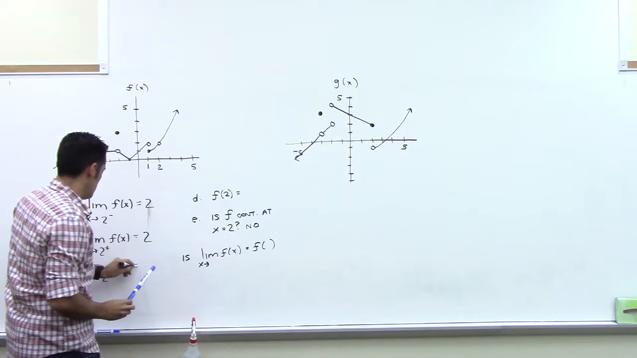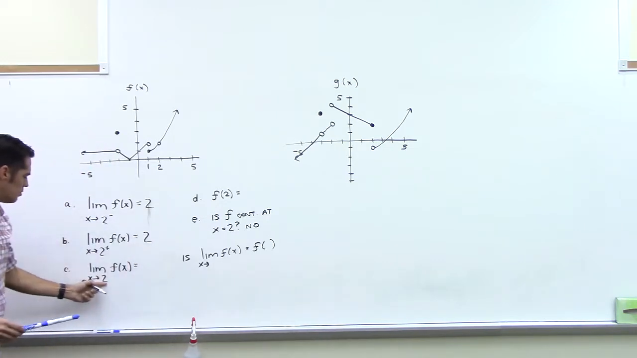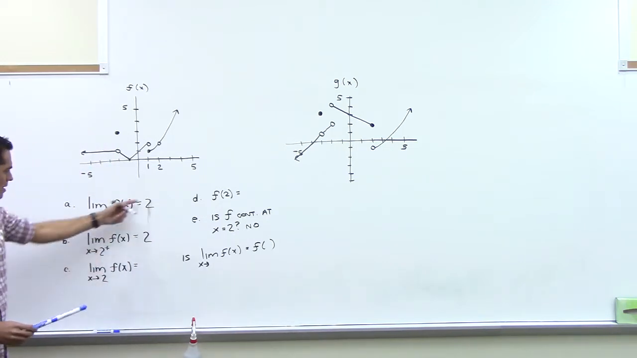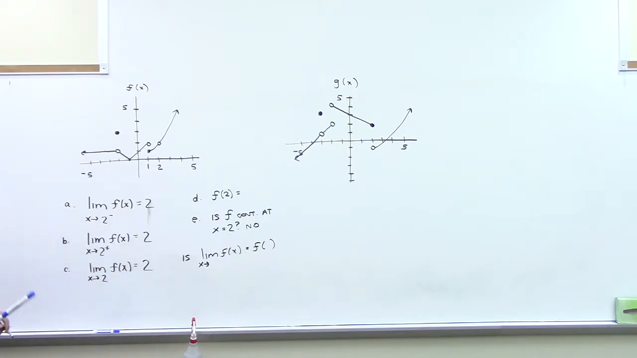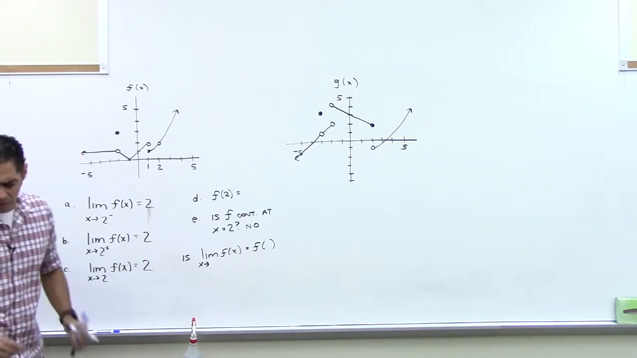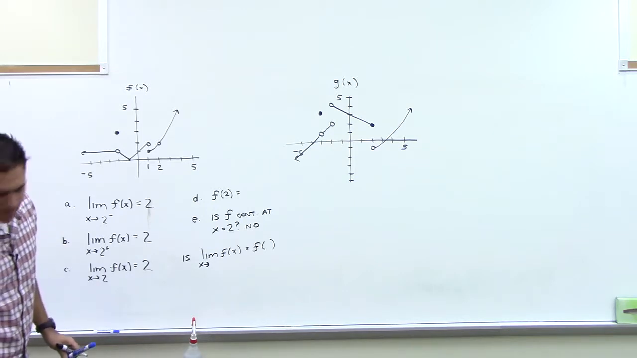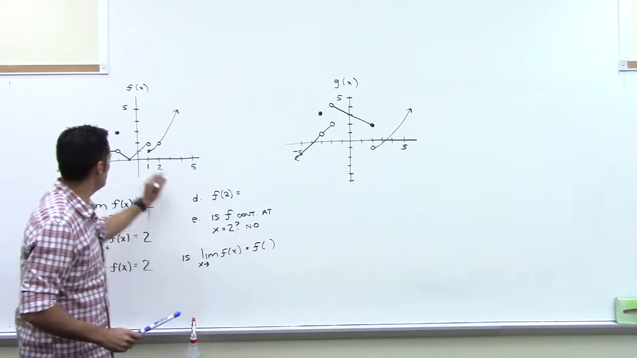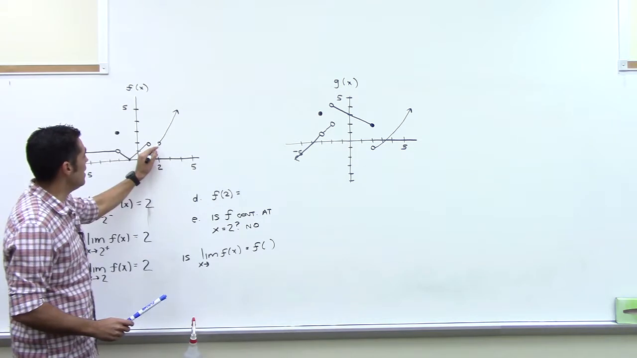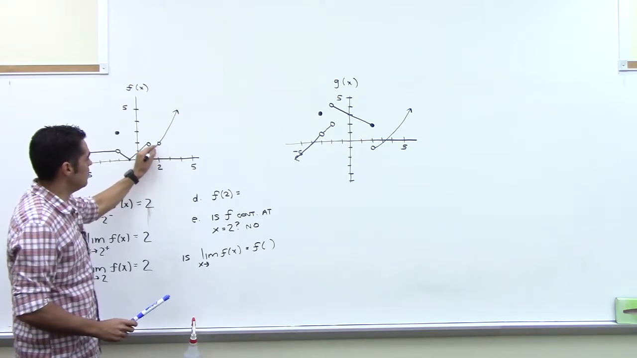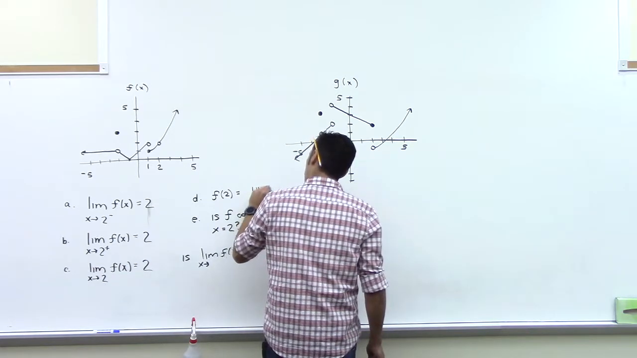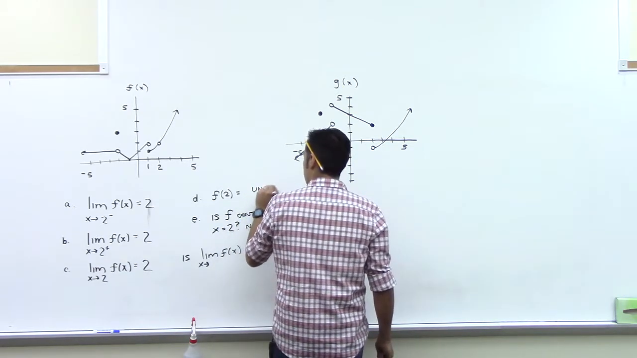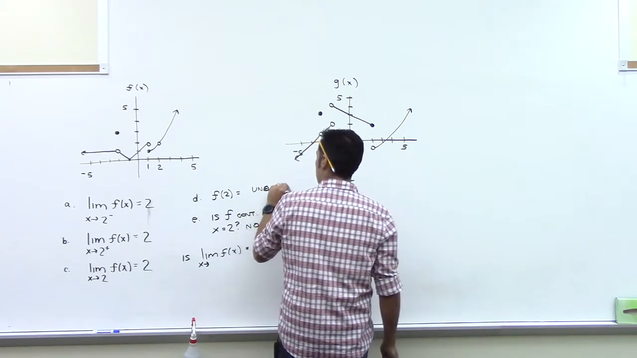And therefore, the limit as x approaches 2, we check these. Are they the same answer? Yes, we're getting 2. So far, everything's looking good. But we're going to run into a little problem here. Because at 2, the function's value at 2 is undefined. So I don't have a solid dot there. So this is undefined. Sorry, I misspelled that there. Undefined.